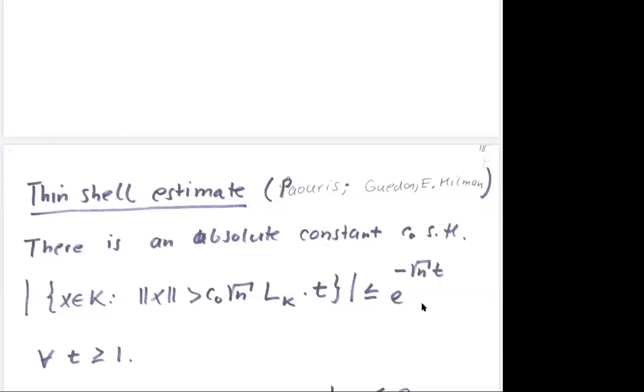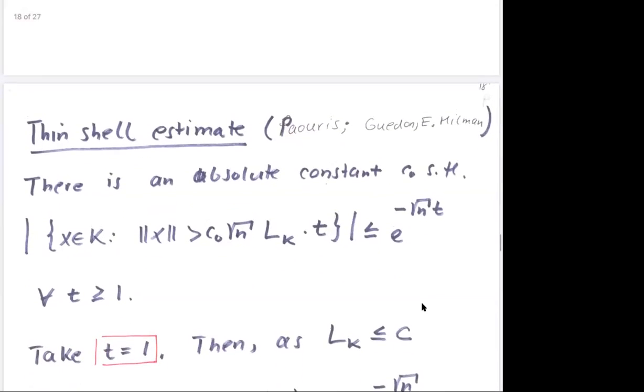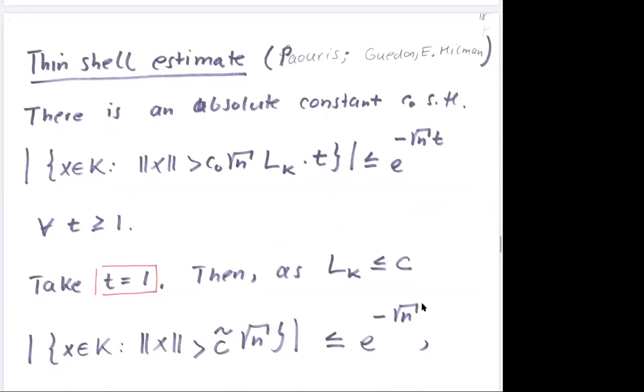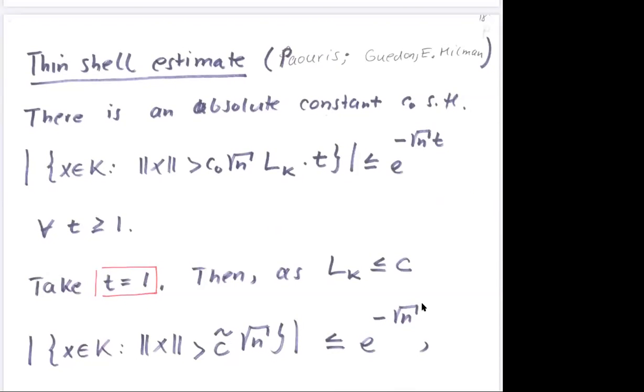So let's specify things a little bit. Let's take t equals 1, and recall that we want to assume that the isotropic constant is a constant. What are we looking at in this thin shell estimate? We are looking at the volume of all those x in K that have Euclidean norm bigger or equal than another absolute constant C twiddle times root n, and we know this volume is small: smaller or equal than e to the minus root n.